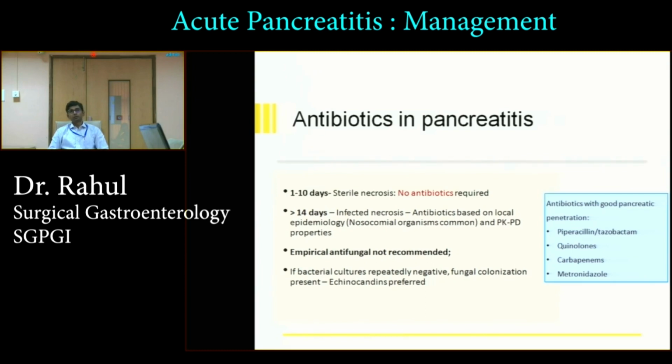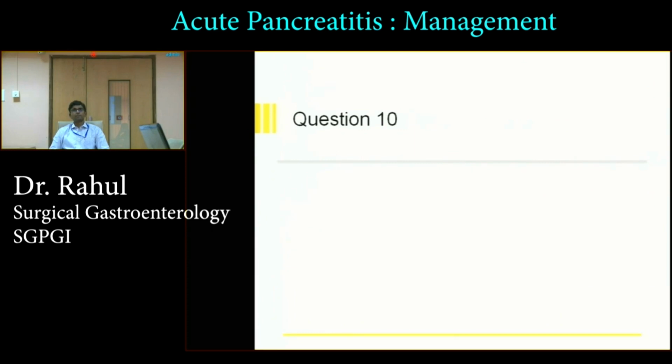Coming to empirical antifungals, they should not be given empirically. But if the patient has repeatedly negative blood cultures and there is evidence of fungal colonization, then echinocandins are preferred to start with. Next, please.